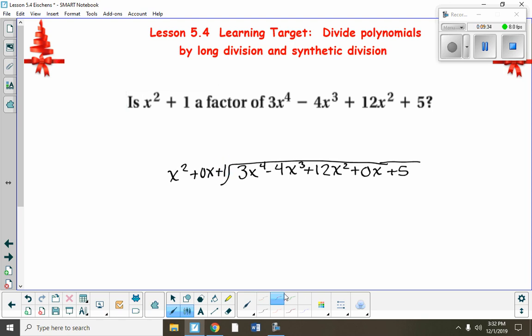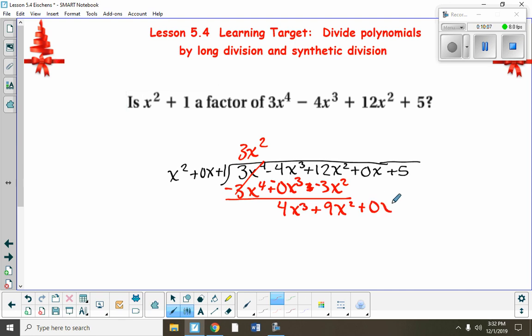Okay, let's go for this here. So first, x squared into 3x to the 4th. That would be 3x squared. And then we multiply. 3x squared times x squared is 3x to the 4th. And that would be 0x cubed plus 3x squared. And now we're going to subtract. So every sign changes. And so this cancels. We would have 4x cubed plus 9x squared, and then we'll bring down the next term.